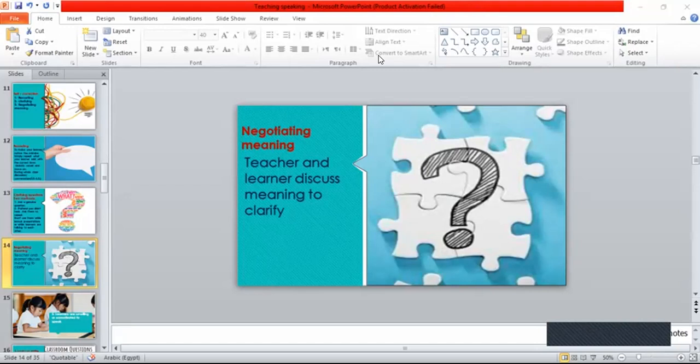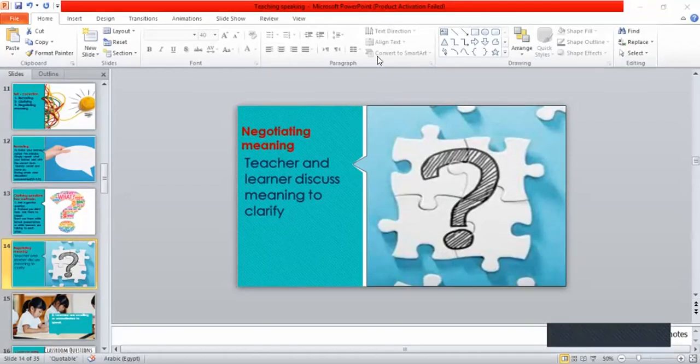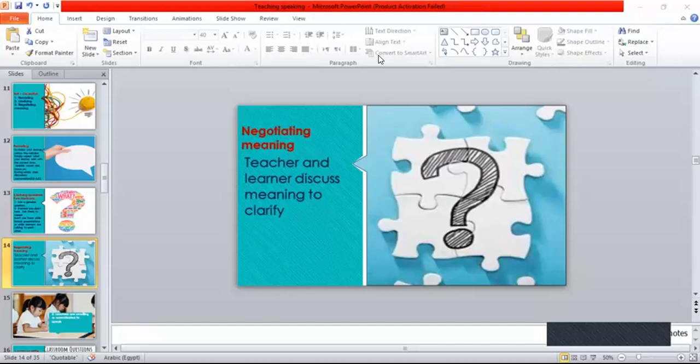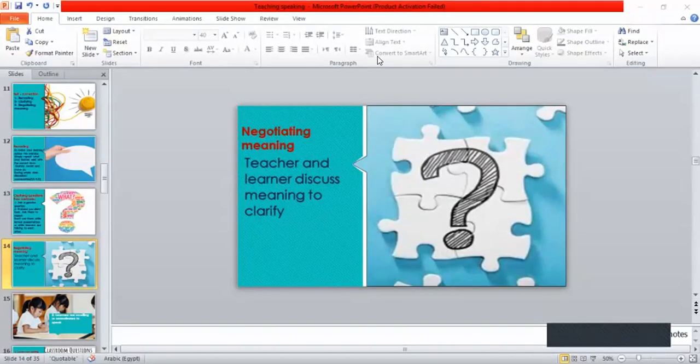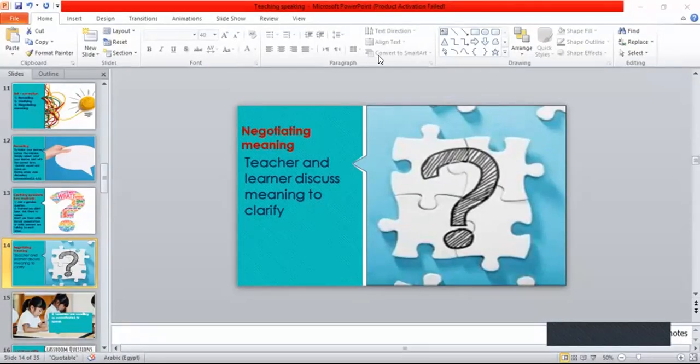So these are the 3 strategies to give my students a chance to correct themselves: recasting, clarifying questions, or negotiating meaning. Okay, so these are the 3 strategies. For all of them, it's not a good idea to correct the students during a formal presentation or while they are working on a task. They are speaking together, so it's not a good idea to correct them.